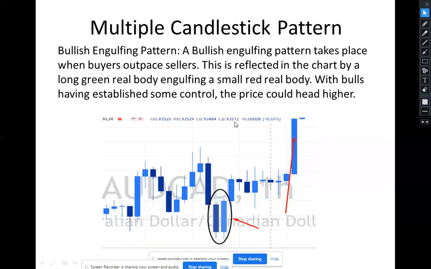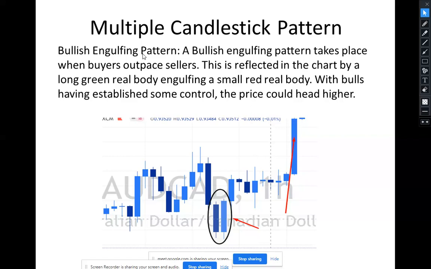Now let's talk about multiple candlestick patterns. For example, the bullish engulfing pattern. A bullish engulfing pattern takes place when buyers outpace sellers by engulfing the sellers. This is reflected in the chart by a long green real body engulfing a small red real body, with bulls having established some control. When you see this pattern, it means the buyers are in control of the market and overpower the sellers, so the price could head higher. We are expecting the next movement to be higher.